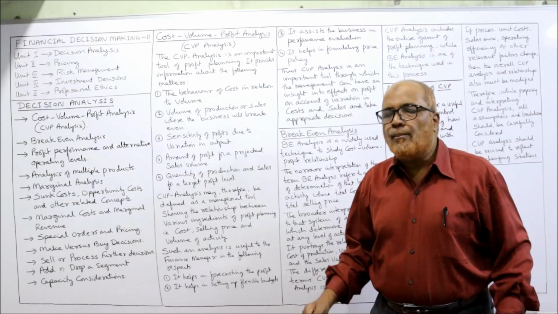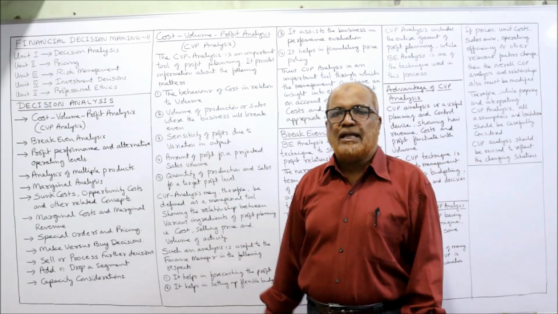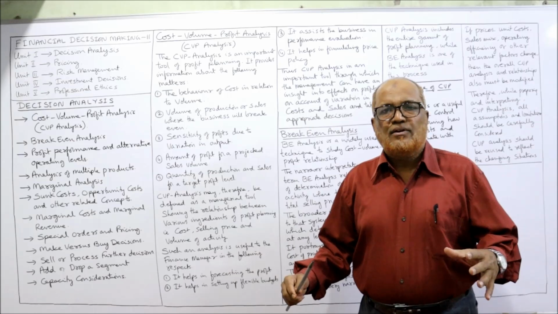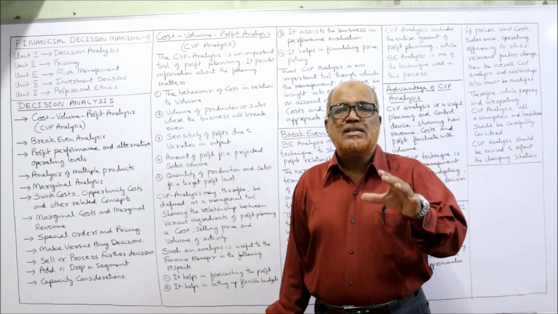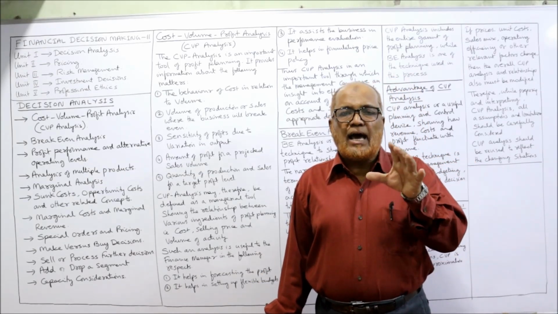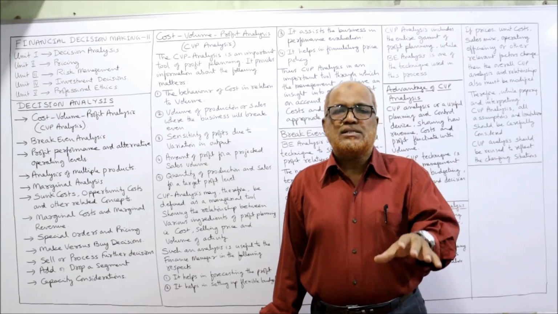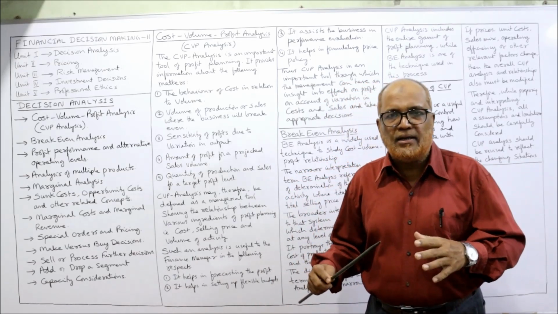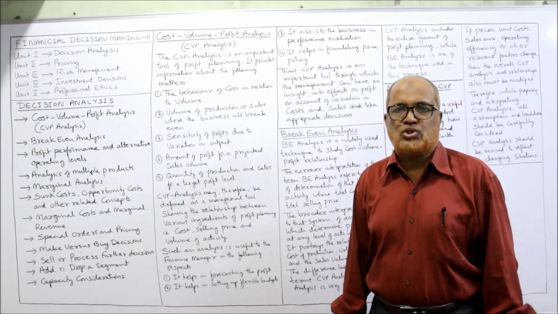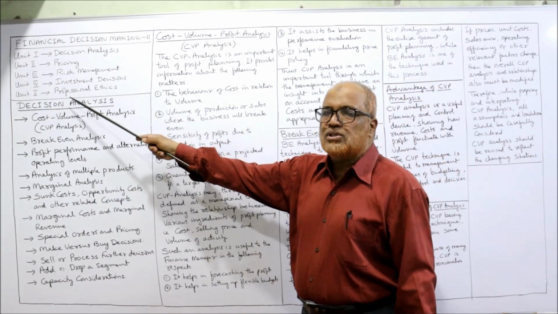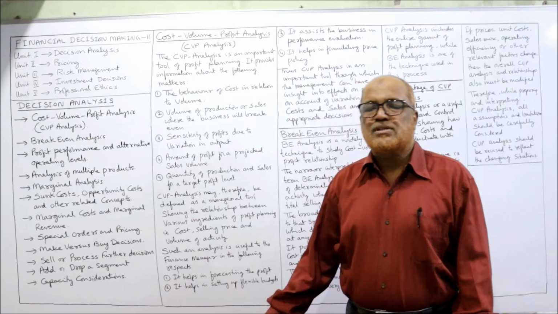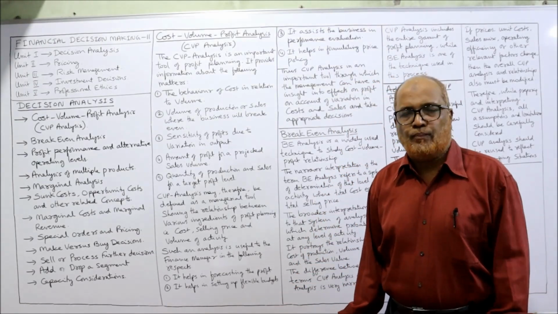Lastly, unit number 5 is completely theoretical, that is professional ethics. In this, we have to discuss the business ethics. What are the ethics to be followed or considered by the management while taking business decisions? So these are the 5 units which I'm going to cover in this subject of Financial Decision Making 2.